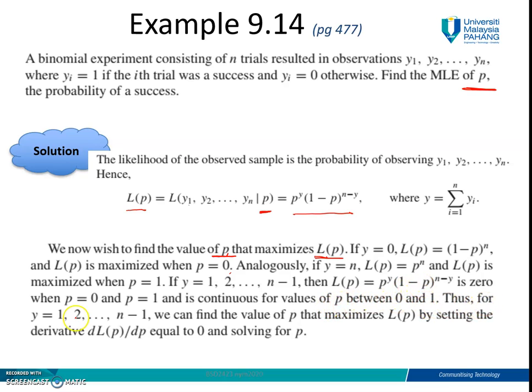So for y equal to 1, 2 until n minus 1, we can find the value of p that maximizes L(p) by setting the derivative equal to 0 and then solving for p. You can see the steps. First you have the likelihood function, in which we have p. We want to find the value of p that maximizes L(p). Then you take the derivative, set it equal to 0, and solve for p.